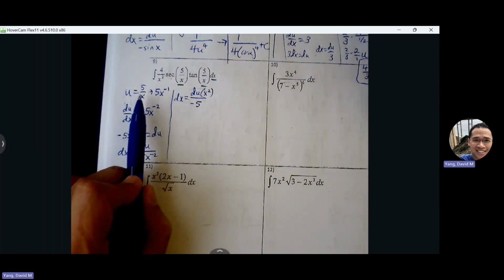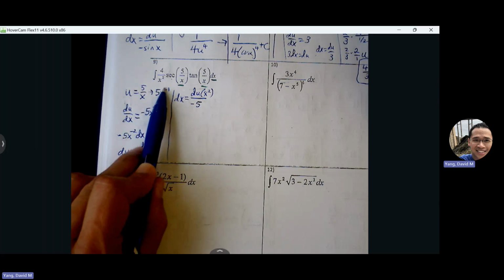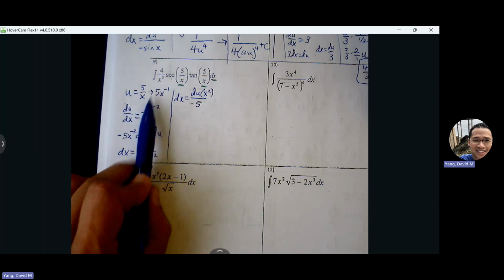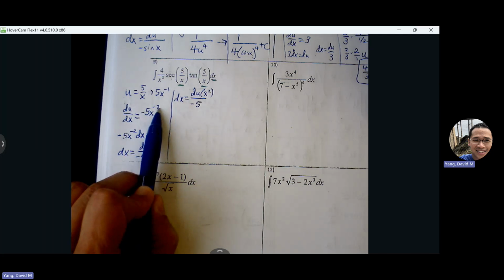Are you good from here to here? Okay, so we're just going to do power rule. So power rule for derivatives: bring the exponent down. So bring that -1 down, which was -5, and then we subtract 1 from that exponent, -2.